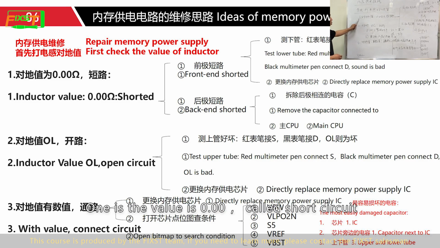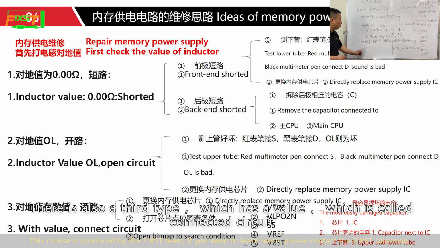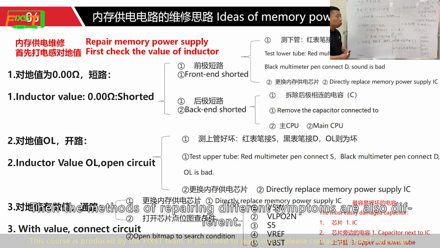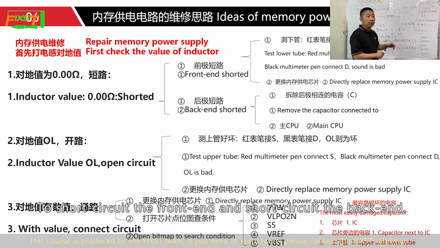One is the value 0.00, called short circuit. One is the value OL, which is called open circuit. There is also a third type, which has a value, which is called connected circuit. Then the methods of repairing different symptoms are also different. Then we look at the short circuit: short circuit of the front end and short circuit of the back end.